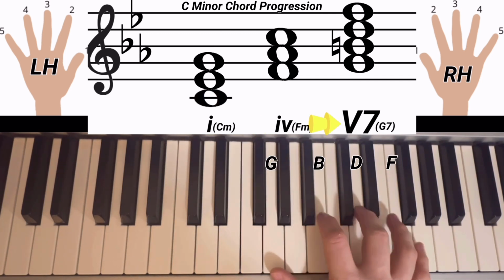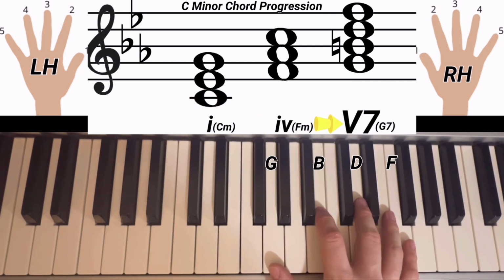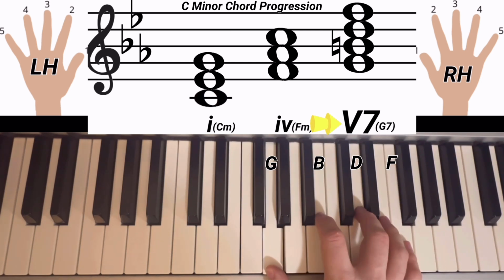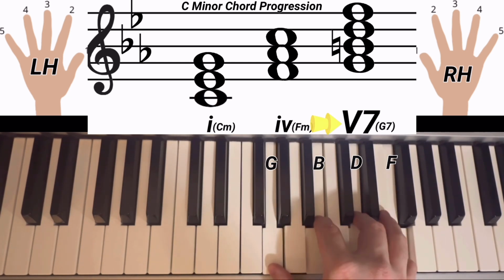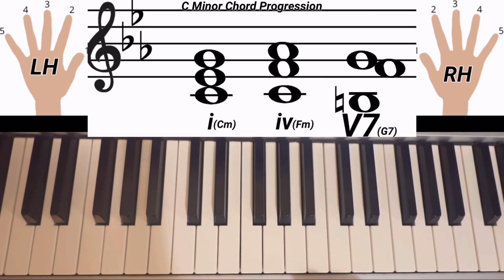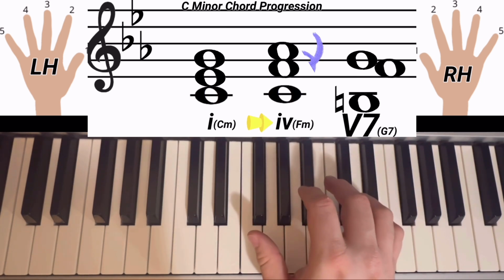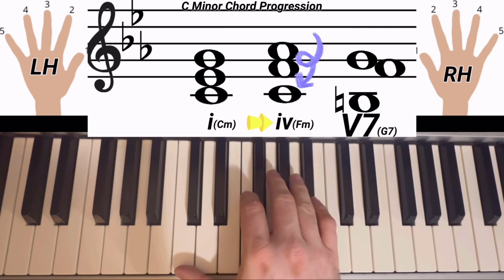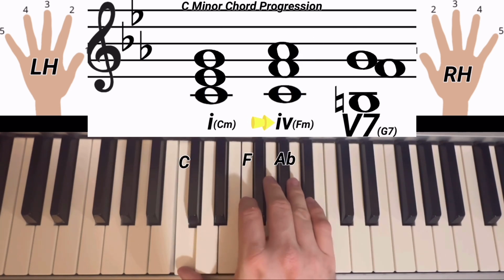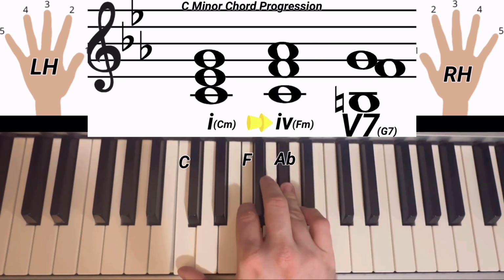And the 5-7 chord in the key of C minor is a G7 chord, which is spelled G, B natural, D, and F. For the sake of making this chord progression easier to play, we're going to invert that minor 4 chord to its second inversion, which means the chord is going to be stacked on the second note above the root of the chord, which will make the minor 4 chord be spelled C, F, and A flat.